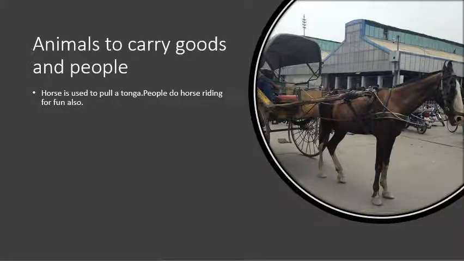Now we come to animals used to carry goods and people. In earlier times, animals were used to carry goods and people. The horse is used to pull our tonga. People do horse riding for fun also. In many villages nowadays also, horses are used to carry goods and people.